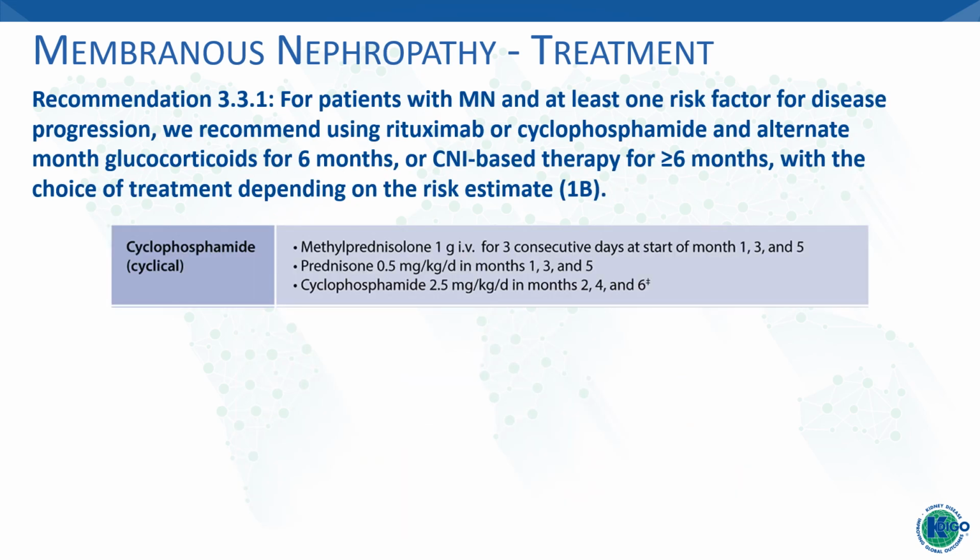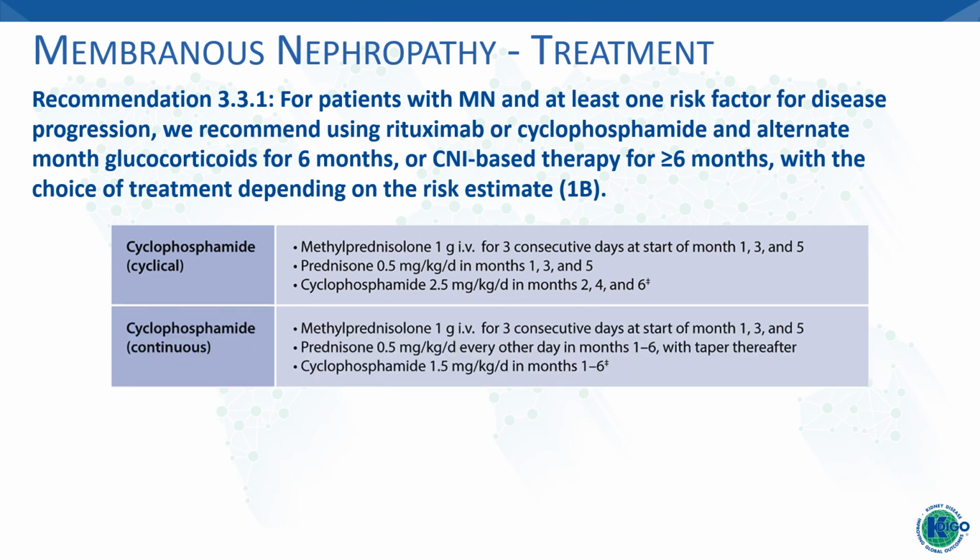The doses. If you will use cyclophosphamide, there are 2 regimens. The cyclic regimen, in cycles: you will start with methylprednisolone 1 gram intravenous for 3 consecutive days at the start of months 1, 3, and 5, and continue in months 1, 3, and 5 with oral prednisolone 0.5 milligram per kilogram per day. And in months 2, 4, and 6, you will give cyclophosphamide orally 2.5 milligram per kilogram per day.